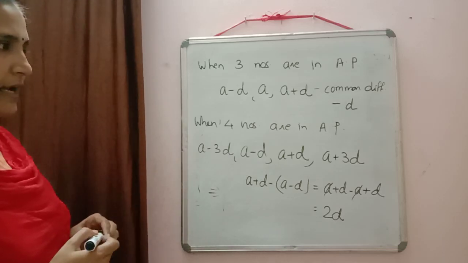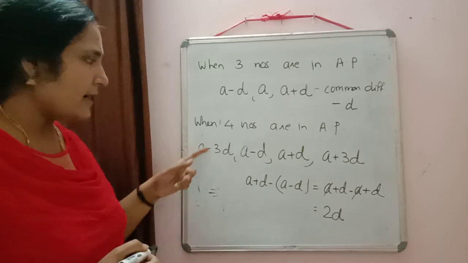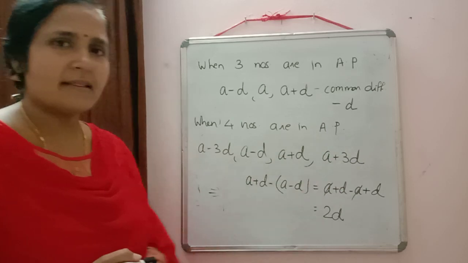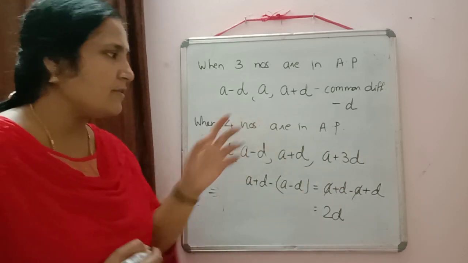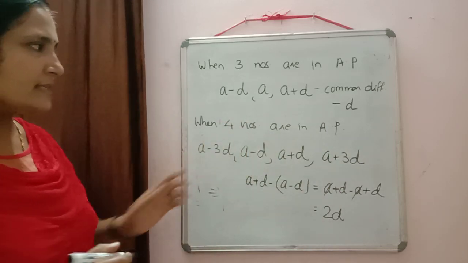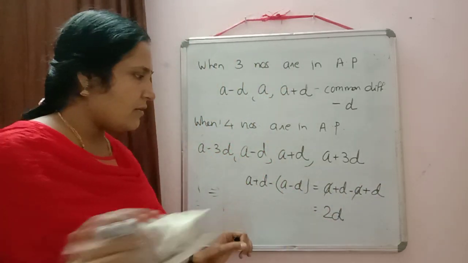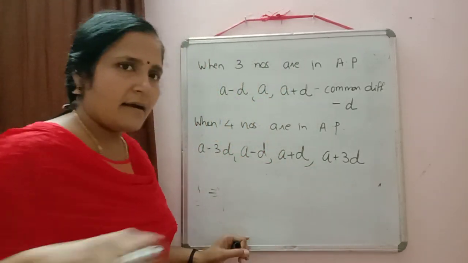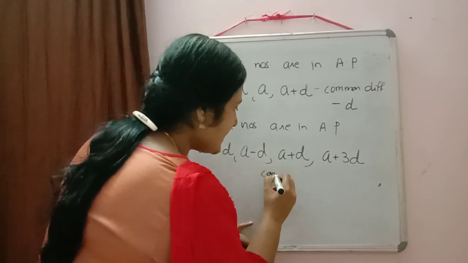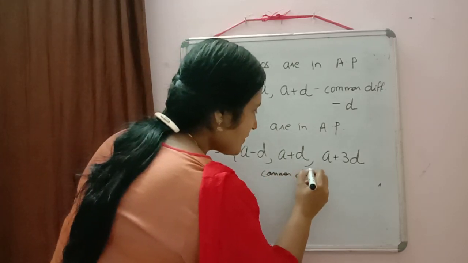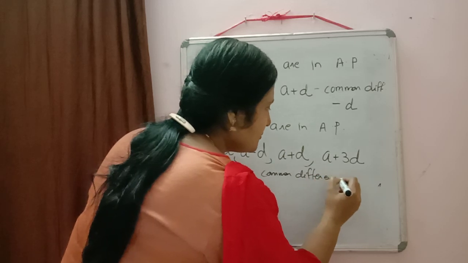So again we have taken in this way so that when we add D and D, everything will get cancelled. We will get the value of A from here only. Just remember, in this case our common difference is 2D. All of you please write down there. Common difference in this case is 2D.